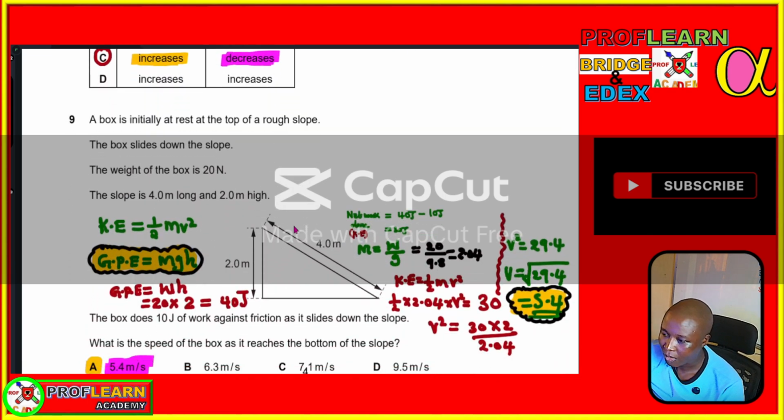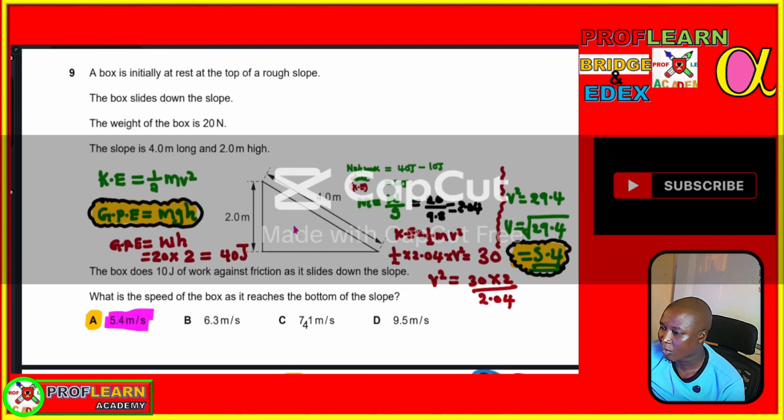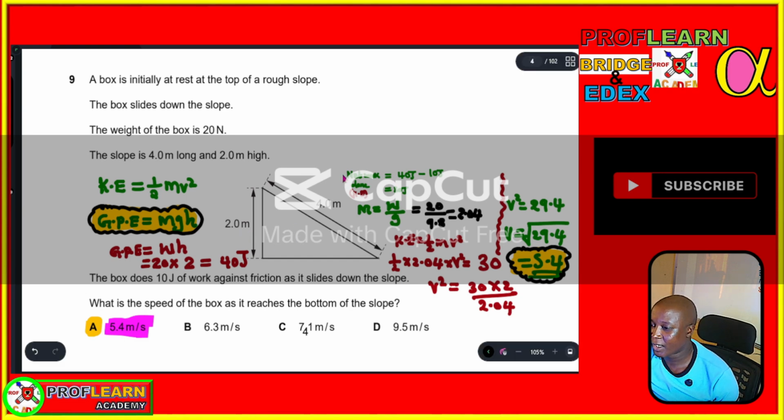Question 9. Still the law of conservation of energy. We are told a box is initially at rest at the top of a rough slope. The box slides down. The weight of the box is 20 newtons, and the slope is 4 meters long and 2.0 meters high. So the first thing we need to remember, the net work done is equal to the kinetic energy, and that net work done is going to be 40 joules minus 10, because we are told that the box does 10 joules of work against friction.